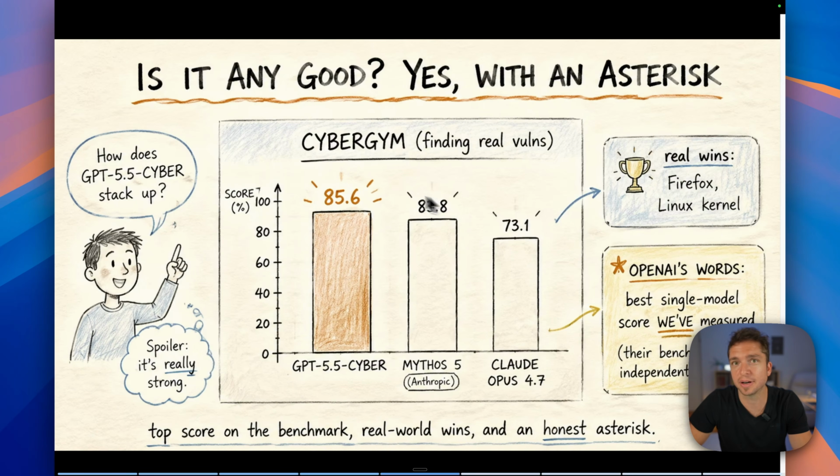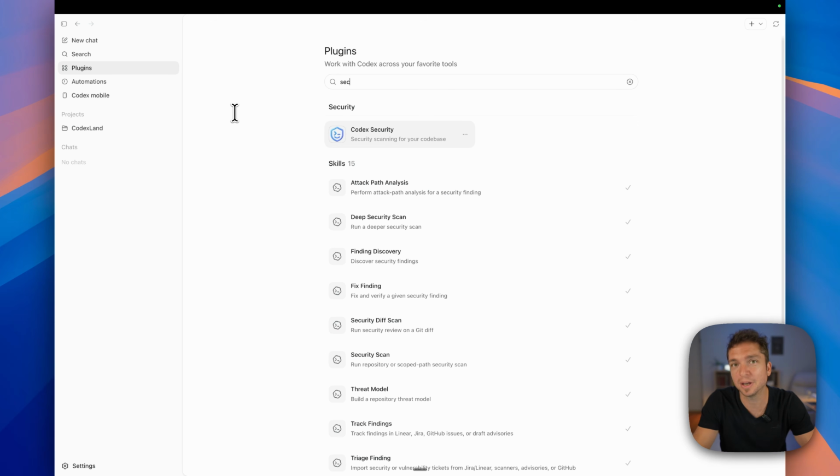In terms of the benchmarks that are currently out there, it is sitting at the top of CyberGym for finding real-world vulnerabilities, even beating that of Mythos 5, which is pretty crazy because we never even got to see this thing's full power before they pulled Fable down. But enough talk, let's see what this thing can actually do.